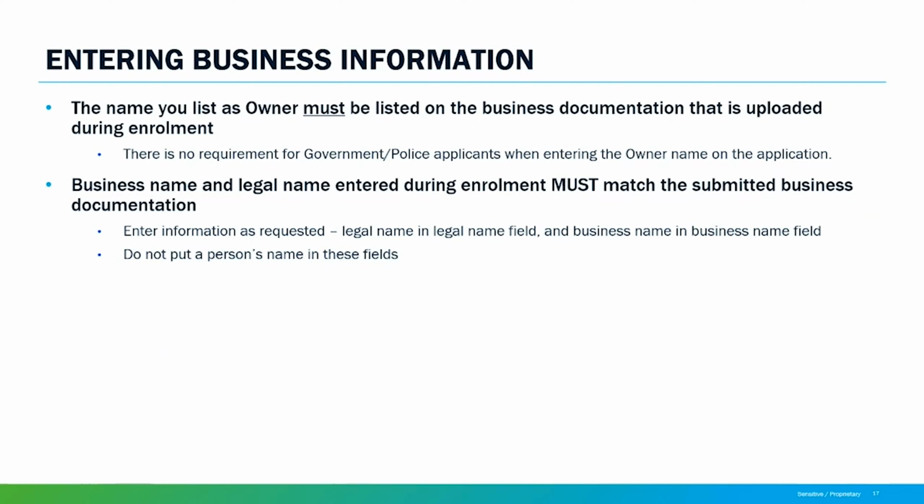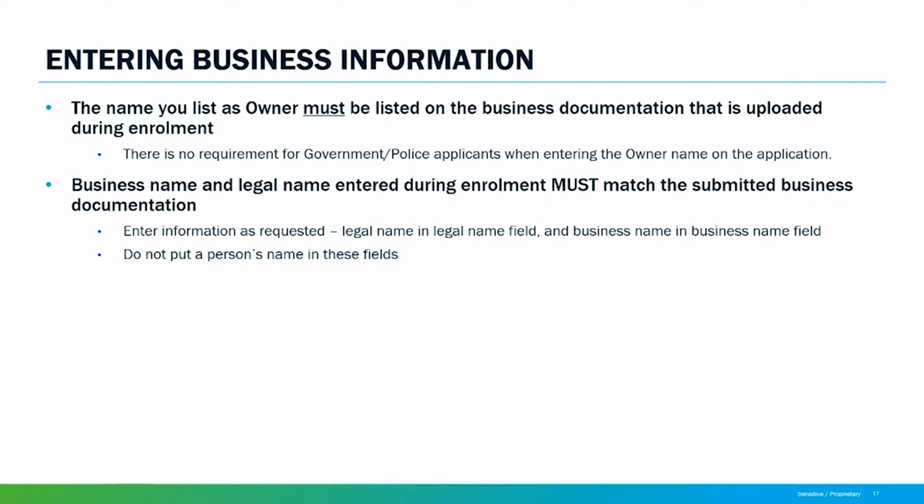For example, if the business documentation contains multiple names on the document, such as owner, president, director, or officers, then one of the individuals that is listed on the documentation must be listed as an owner of your business on the drive-on application. The owner name that you enter must be spelled exactly as it is listed on your business documentation. The only exception to matching owner name to business documentation is if you are a government or police inspection station, as business documentation is not required to be uploaded during your application.